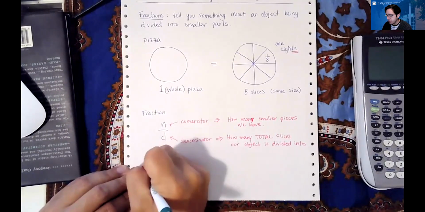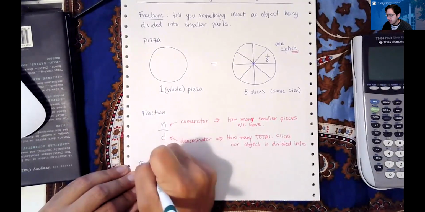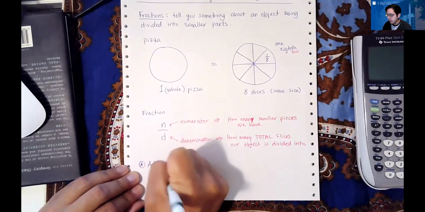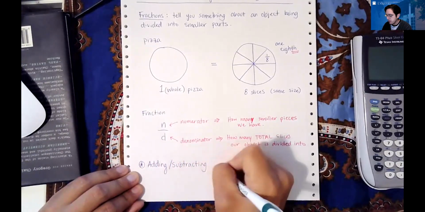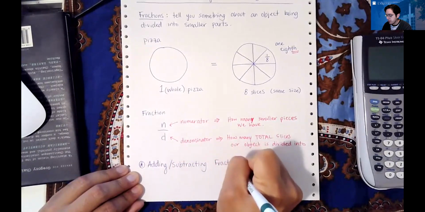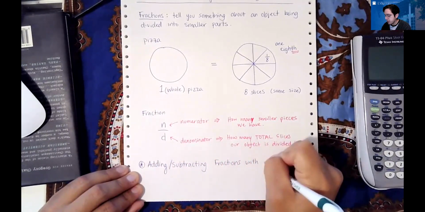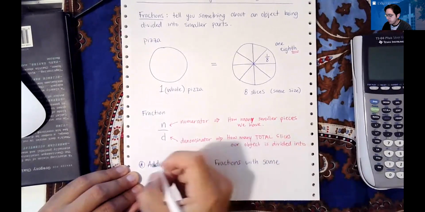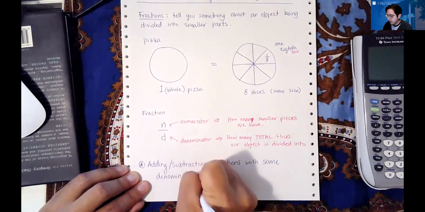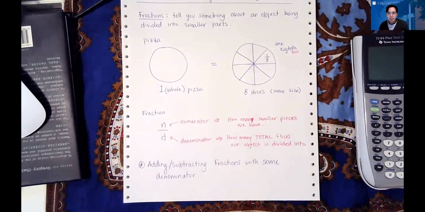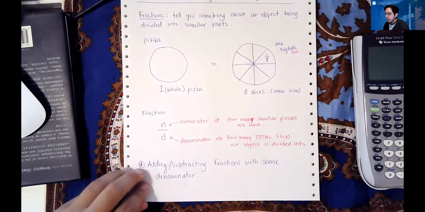Okay, the first thing that we're going to do here in a second is adding and subtracting fractions with the same denominator. Because this should be pretty straightforward. Adding and subtracting fractions with the same denominator. Okay, I'm gonna keep going.